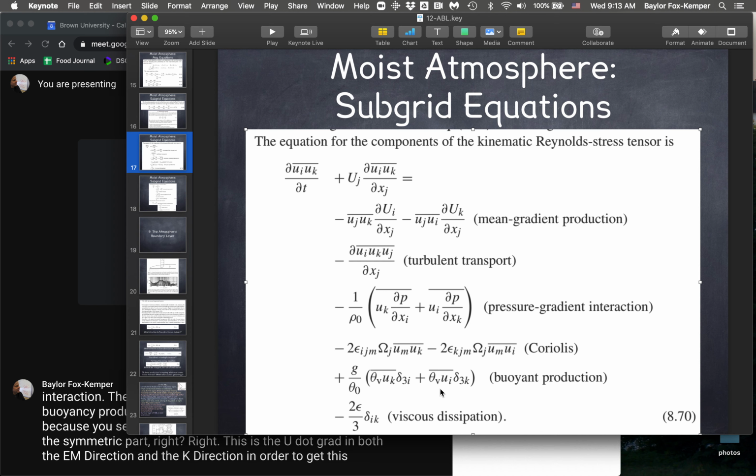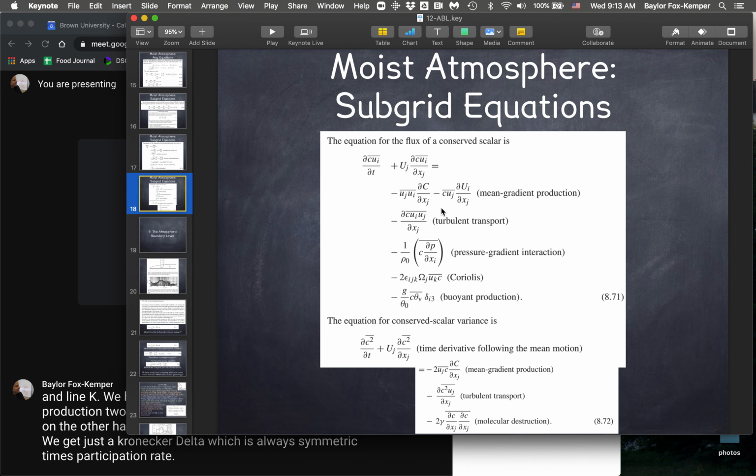And similarly, the buoyant production looks like it has two different components, but look, here's one in the I direction and here's one in the K direction. So in order to get the I-K symmetry we need, this is symmetric in I and K, we have to have two terms in the buoyancy production, two terms in the Coriolis. And in the viscous dissipation, on the other hand, assuming isotropic viscous dissipation, we get just a Kronecker delta, which is already symmetric, times the dissipation rate.